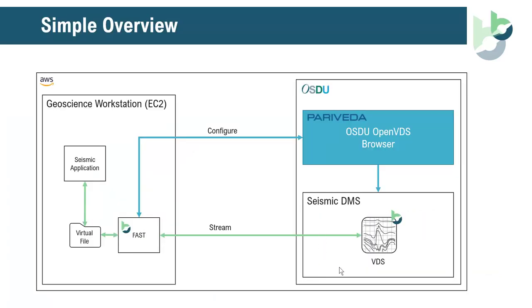Seismic trace data is stored in the seismic DMS. The Paravida integration talks to the DMS and FAST, a service which exists on the geoscience workstation. This creates a mapping between the data in VDS and a virtual file, which is presented to the application in the format needed for interpretation. When the application reads from the virtual file, data is streamed directly into the application via Bluware FAST. This eliminates disk storage on the local workstation.